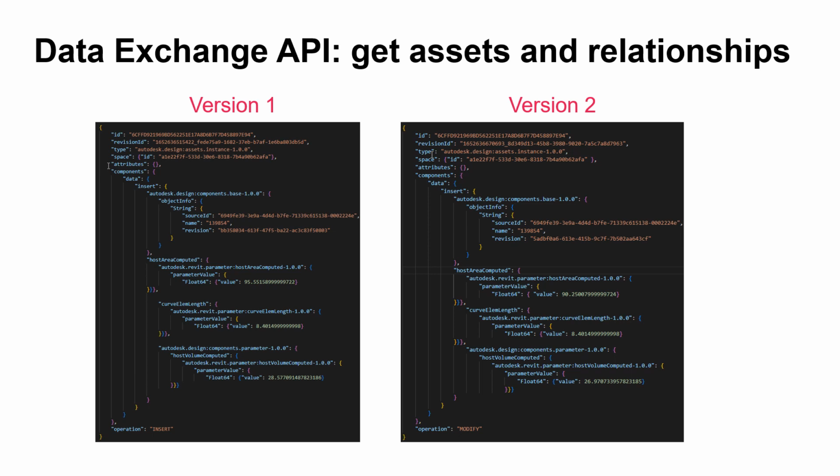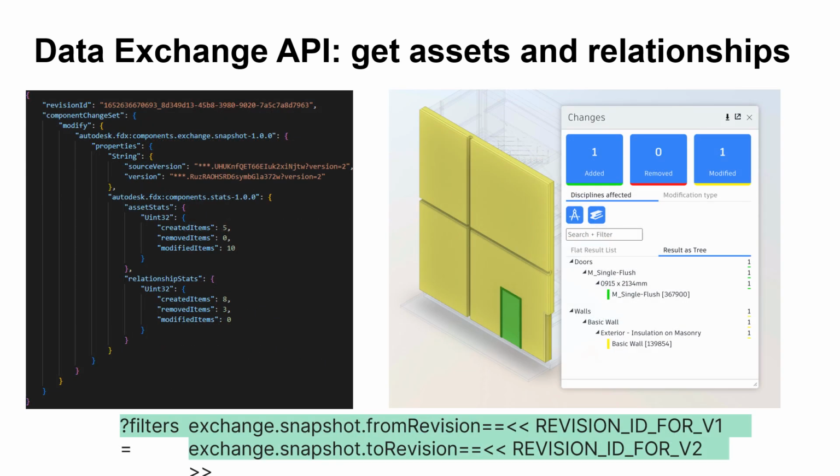Note that these two versions of the same assets have the same ID, but their version IDs are different. This is because they belong to different states of the graph, and their revision IDs are actually the revision IDs of the snapshot, and we can use that. When requesting the assets or relationships, if we use the fromRevision and toRevision filters together and pass the revision IDs corresponding to V1 and V2 of the data exchange, we will get the assets or relationships that were modified, created, or marked as removed between these two versions. In other words, we'll get the change.